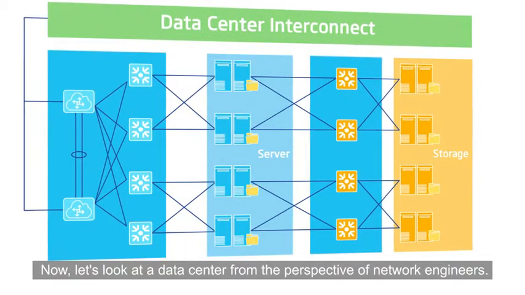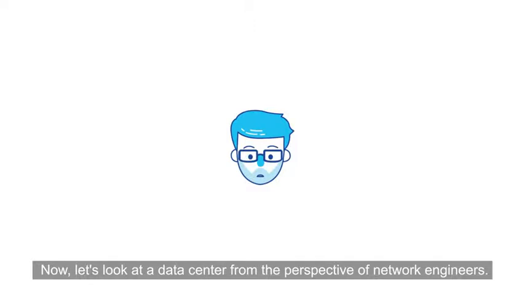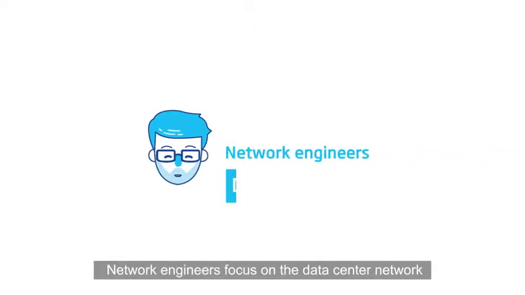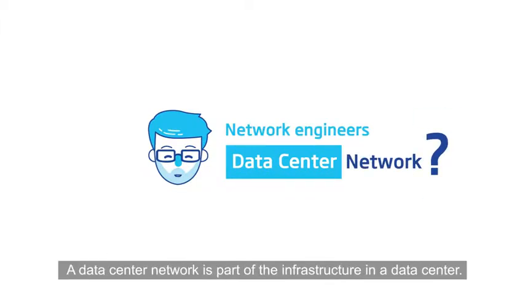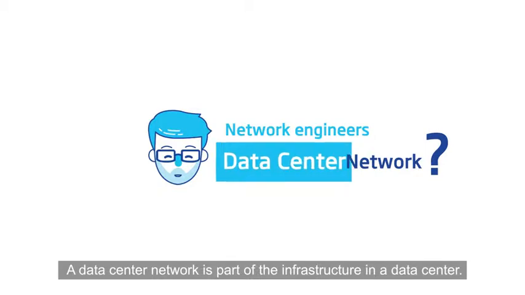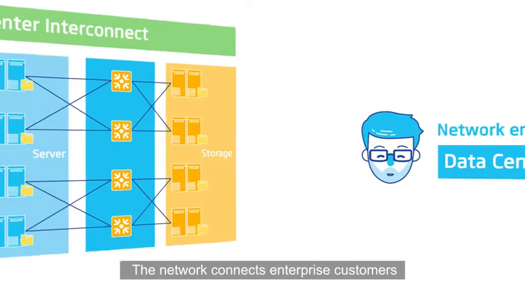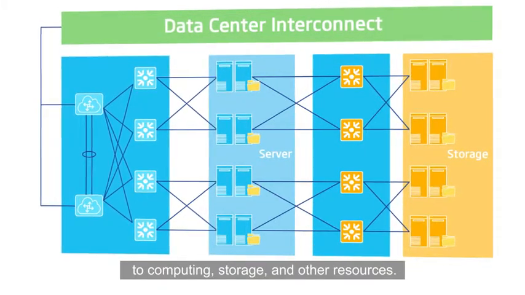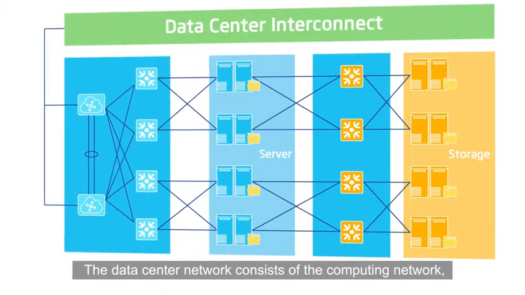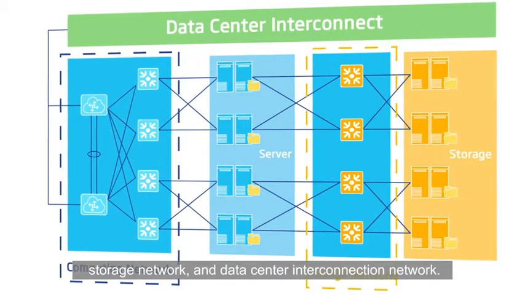Now, let's look at a data center from the perspective of network engineers. Network engineers focus on the data center network when they look at a data center. So, what is a data center network? A data center network is part of the infrastructure in a data center. The network connects enterprise customers to computing, storage, and other resources. The data center network consists of the computing network, storage network, and data center interconnection network.